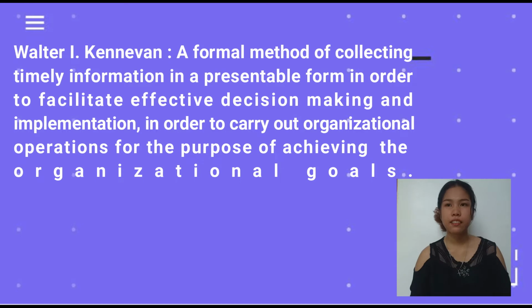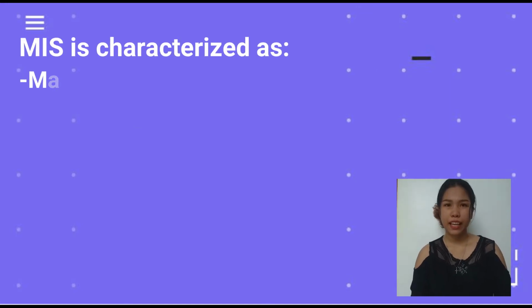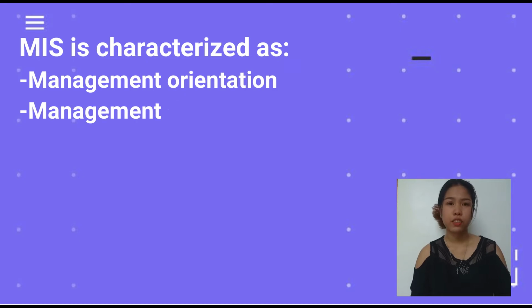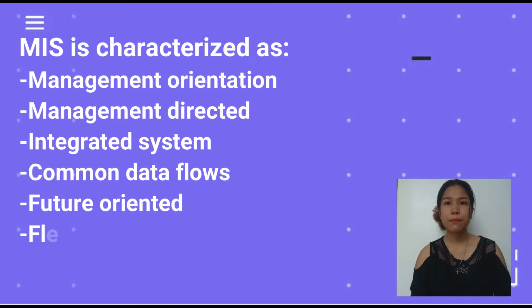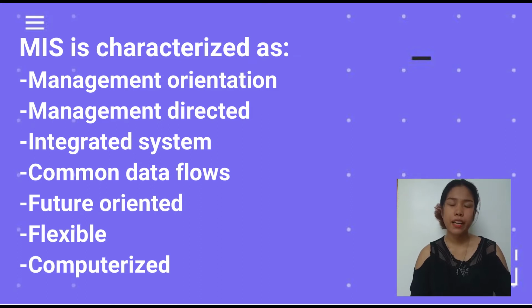MIS is a systematic function which provides relevant and useful information in the form of reports for carrying the operations of the organization effectively. MIS is characterized as follows. Management orientation. MIS is management-oriented. MIS is planned according to the information needs of the management. Second is management-directed. MIS is management-oriented, hence, management directs the establishment and implementation in the organization.